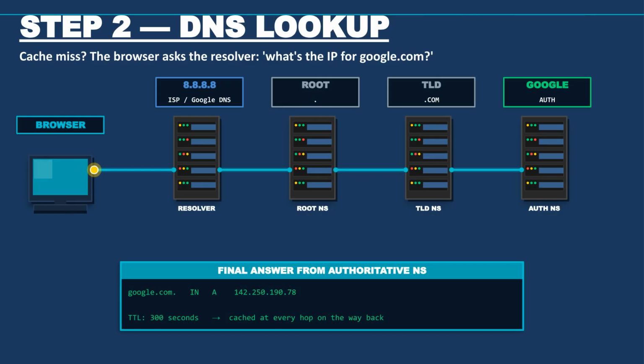Step 2 is the DNS lookup. Since the cache missed, the browser asks the DNS resolver for the IP of google.com. This starts a recursive query process involving root, TLD, and authoritative name servers until the IP address is finally found. The IP is then returned to the browser.